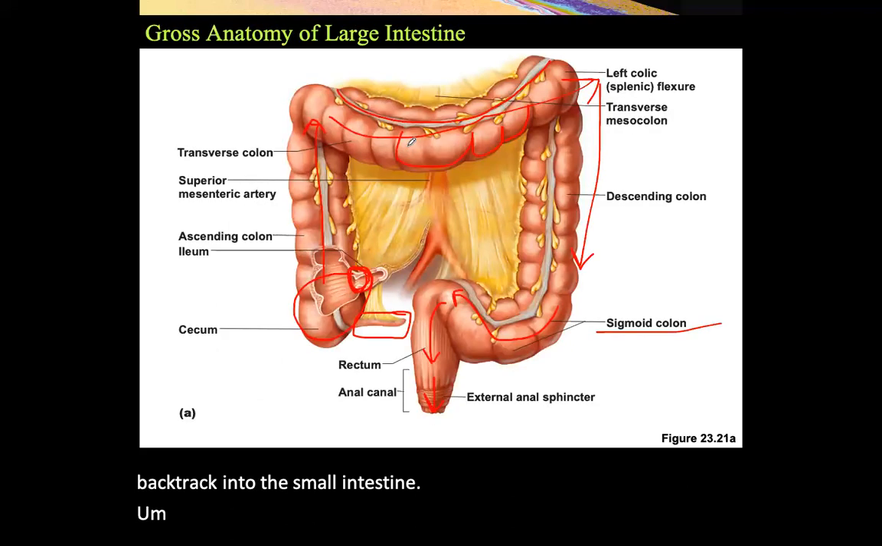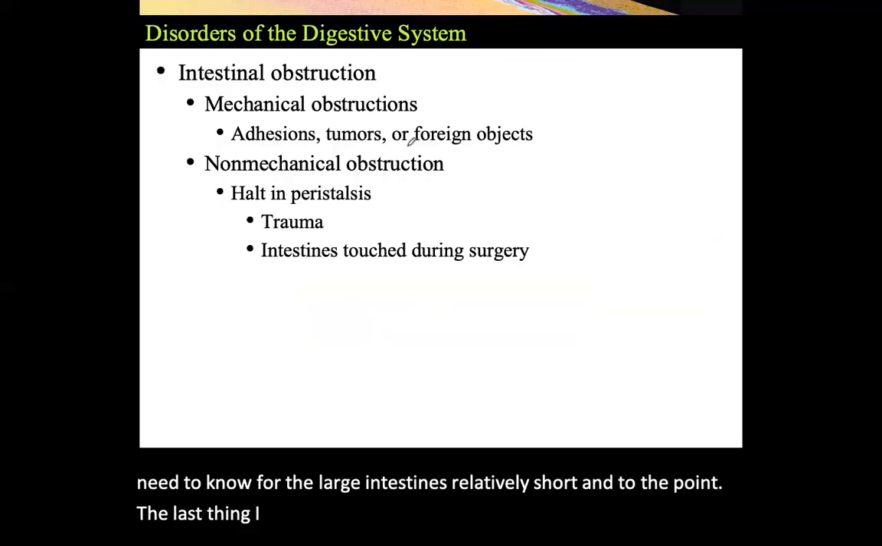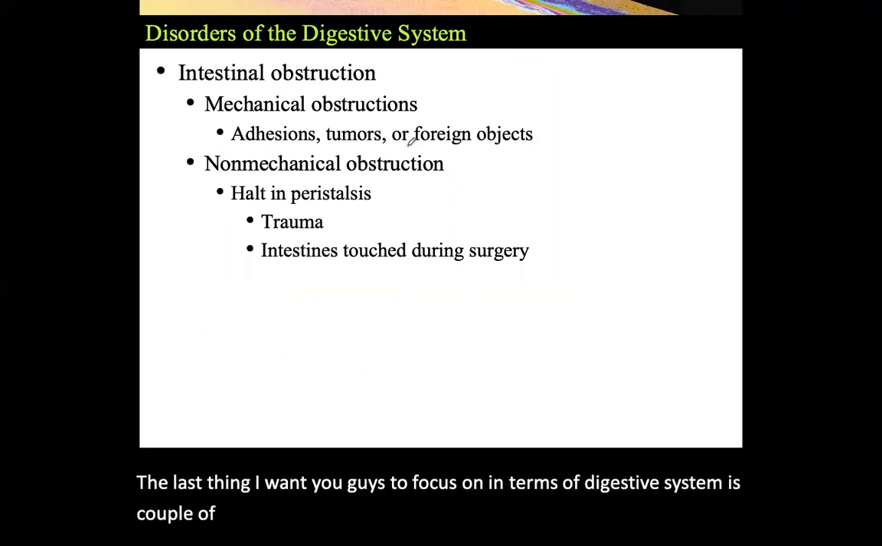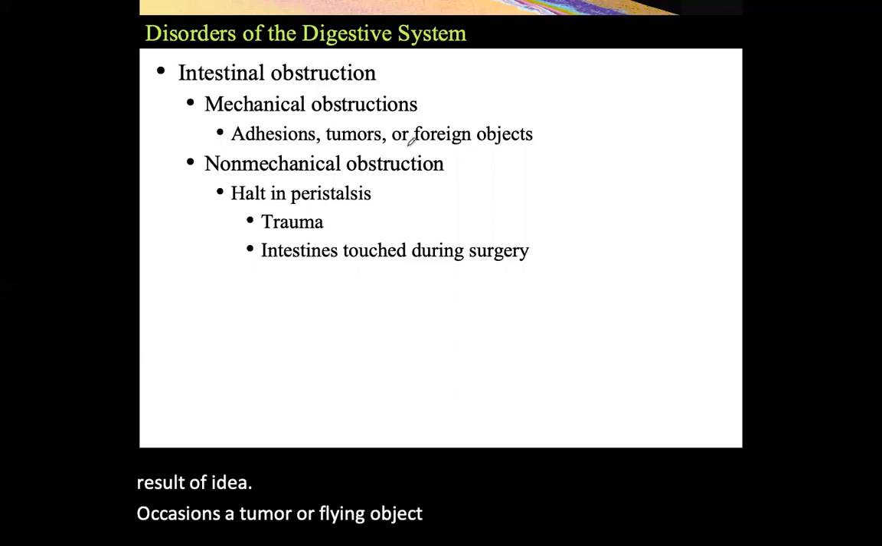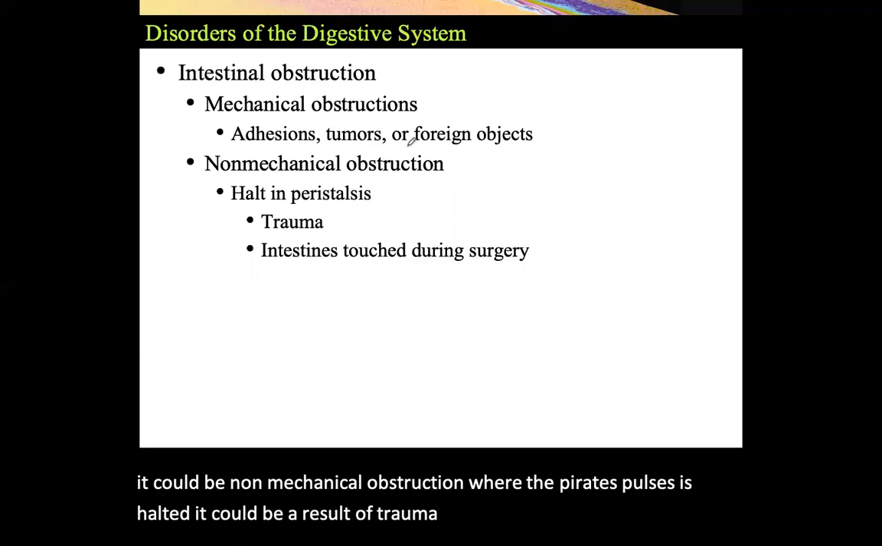Last concept that I'm going to talk about, and that's basically all you need to know for the large intestines, relatively short and to the point. The last thing I want you guys to focus on in terms of digestive system is a couple of disorders. Intestinal obstructions can be mechanical, as a result of either adhesions, a tumor, or a foreign object, a large presence inside the intestines. It could be a non-mechanical obstruction, where the peristalsis is halted. It could be a result of trauma or intestines touched during surgery.